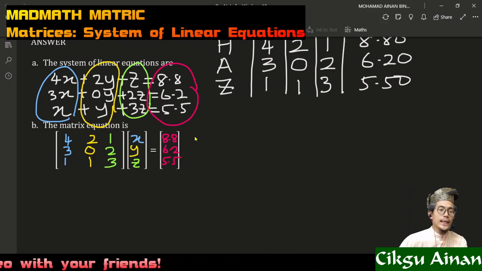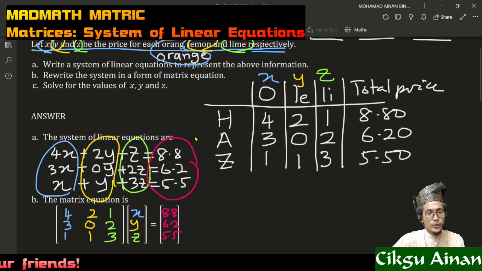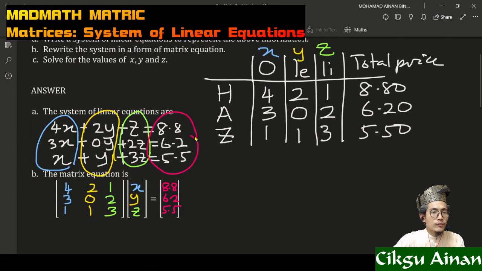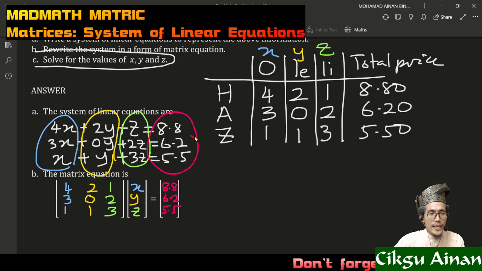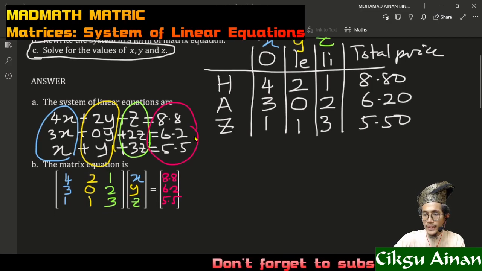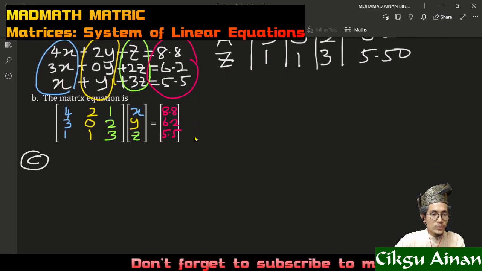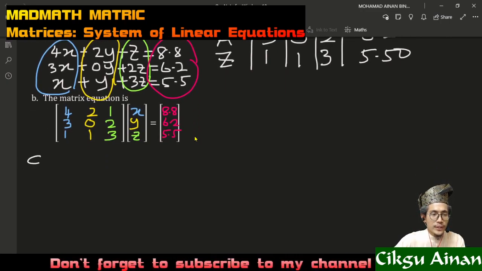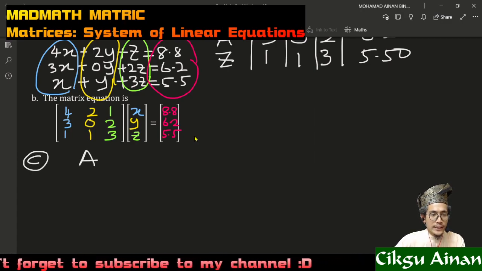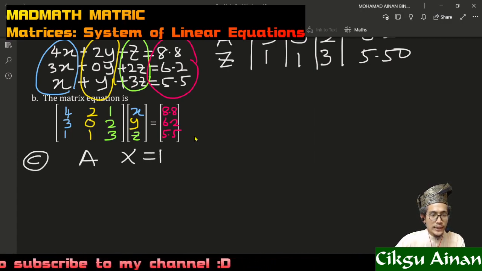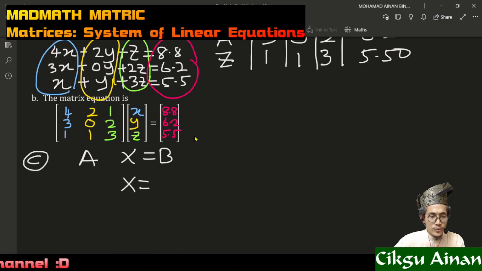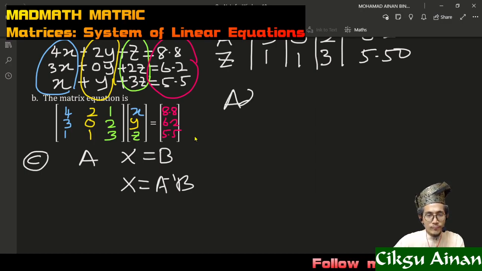Okay, then what to do? Suddenly forgot. Okay, this one. Solve for the values of x, y, and z. Okay. Now we solve them. How to solve them? So this one clearly A, this one clearly X, this one clearly B. Okay, so what can we do? We deduce, we get A inverse multiplied by B. So we can use the adjoint method.